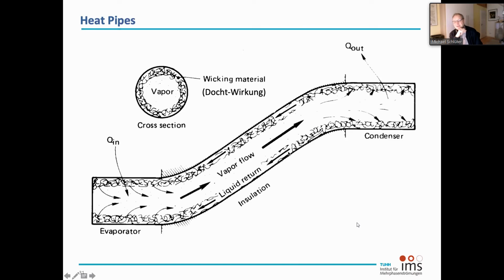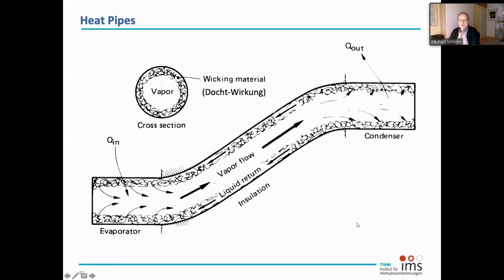We do this liquid return by a material here that works like in a candle, the wicking material. Yeah? Wicking is the Docht, diese Dochtwirkung, and this wicking material helps to suck the liquid down here, so that it can evaporate here again. And this helps us to bring a lot of heat from the left-hand side to the right-hand side, because we have a strong heat transfer, and we can use the latent heat for evaporation and condensation.